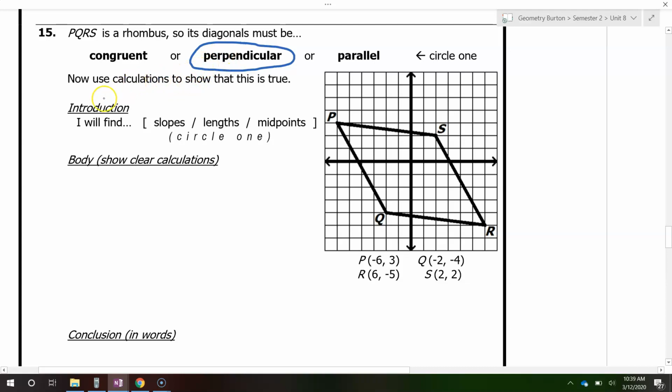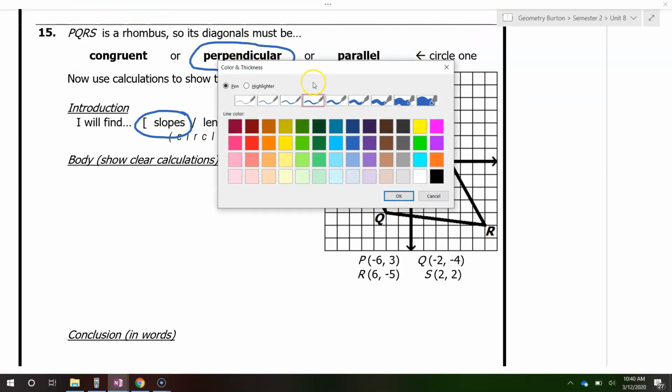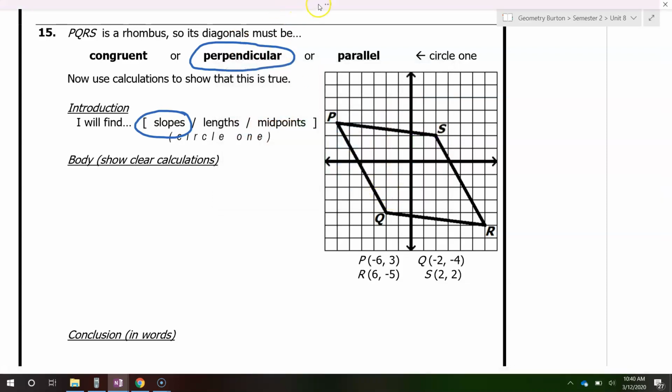So perpendicular. If I want to prove that two lines are perpendicular, I am going to find the slopes. And when I get down to the conclusion, I'm going to say something about how the slopes are opposite reciprocals, because that's what it means. That's how we show that lines are perpendicular. Their slopes should be opposite reciprocals. So in my main body, I'm going to do those calculations. But first, I need to draw the actual diagonals, because some students don't actually know what diagonals are.